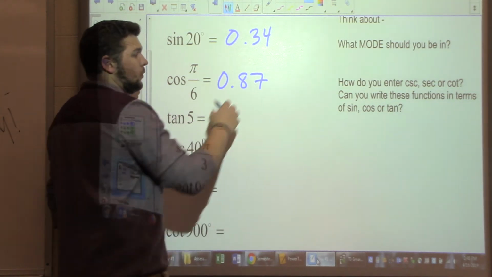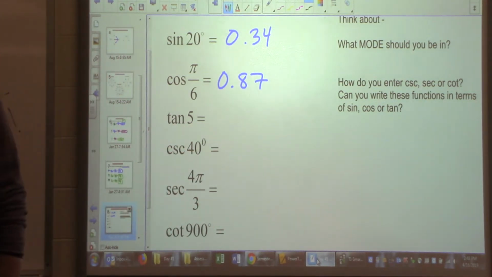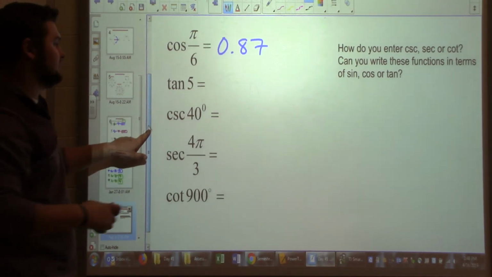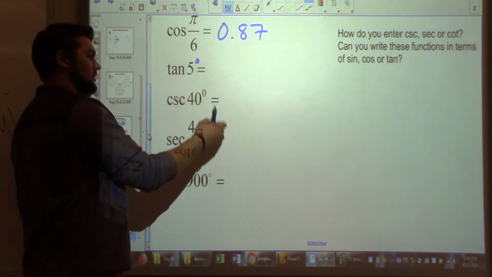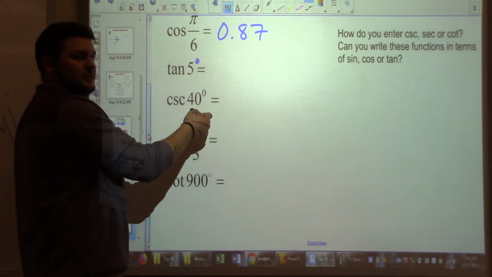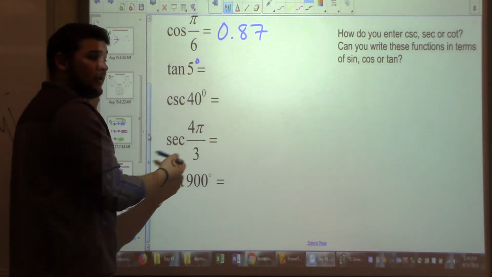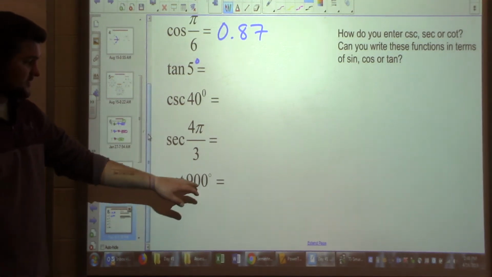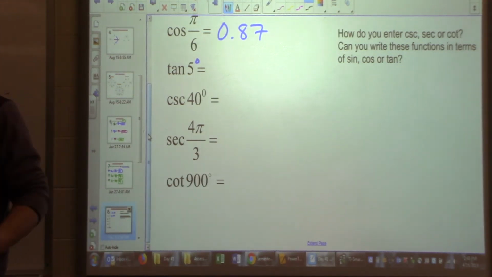So depending on what type of angle measure you're given, whether it's degrees or radians, is going to depend on which mode you're in. Alright? So tangent of 5 degrees would be degree mode. Cosecant of 40 degrees, degree mode. Secant of 4 pi over 3 radians, radian mode. Cotangent 900 degrees would be degree mode.